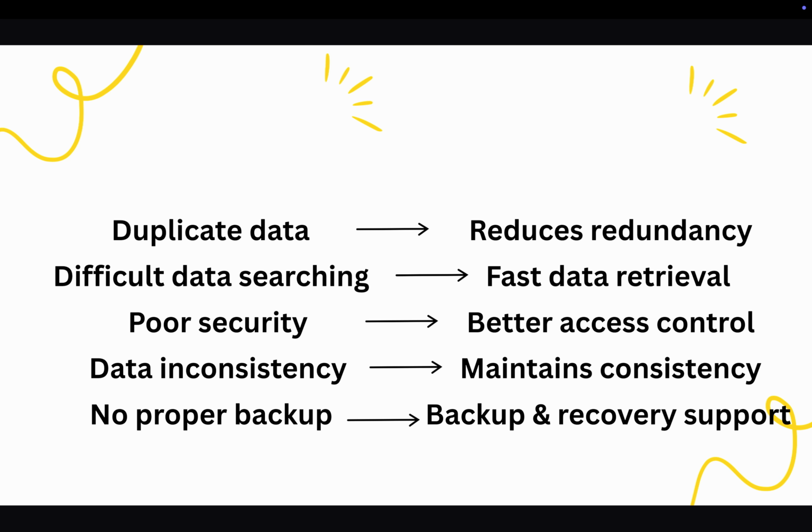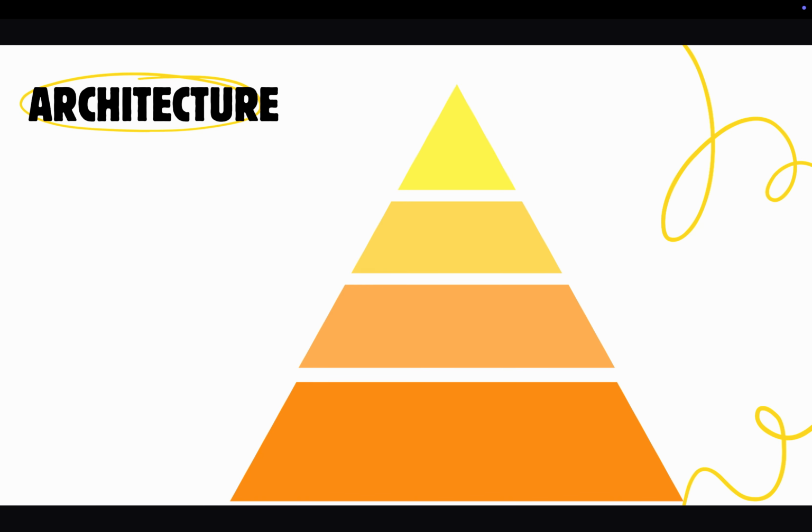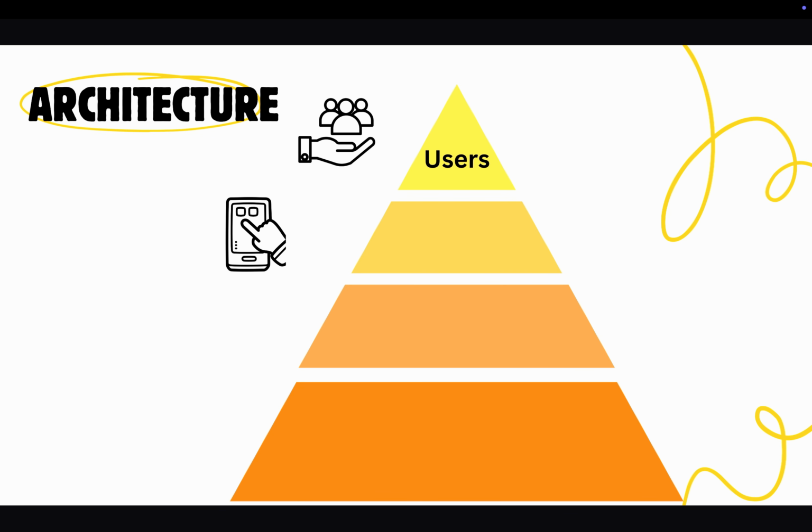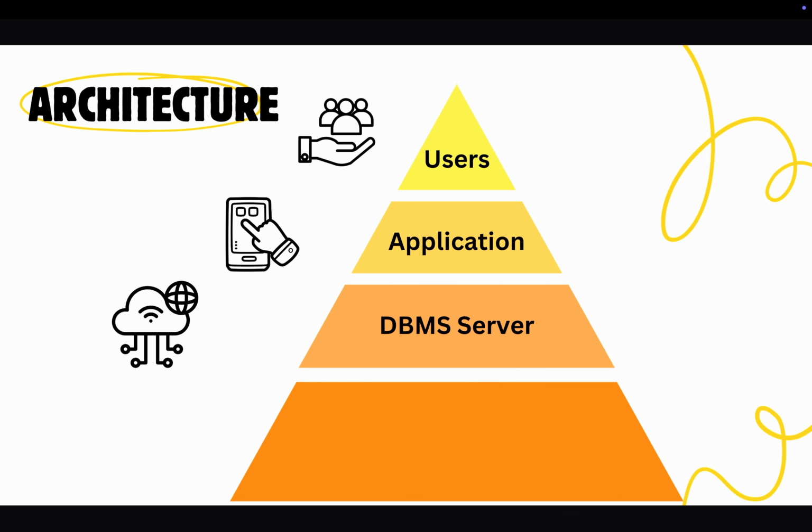The architecture of DBMS is as follows. DBMS architecture describes how users interact with the database system. In a taxi booking application, customers, drivers, and administrators act as users. These users interact through the application interface, which sends requests to the DBMS server. The DBMS processes the request and retrieves or updates data stored in the database efficiently.